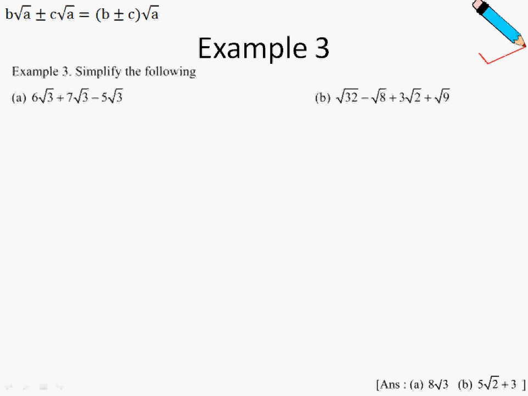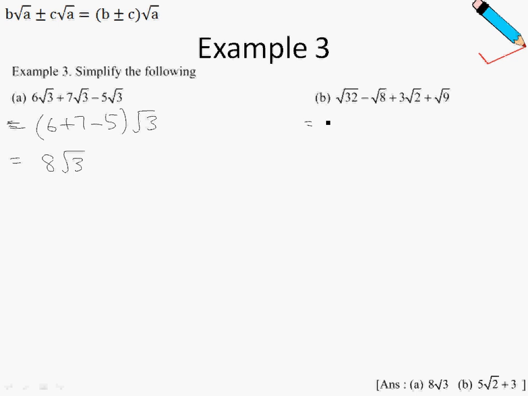Okay, in example number 3, we will learn to use the last law of surds, as you can see over here at the top left hand corner of the screen. So if I have a common surd form, let's say root 3 in this case, I can add or subtract them. So this will just be factorized to become 6 plus 7 minus 5, close bracket, times root of 3. And if you work out what's in the bracket, you just get 8 times root 3. Okay, how about something over here?